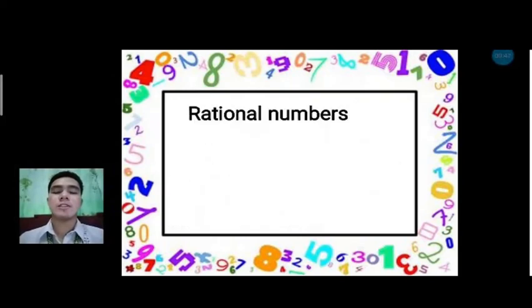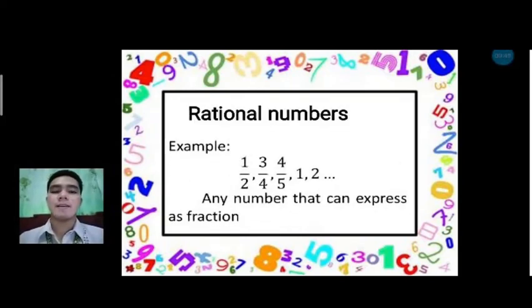Examples of rational numbers: we have 1 half, 3/4, 4 over 5, 1, 2, and any number that can be expressed as a fraction. Another example is decimal numbers. We have 0.5, that is 1 half in fraction, 0.75, that is 3/4 in fraction, and so forth. Any number that can be expressed as a fraction will be called a rational number.